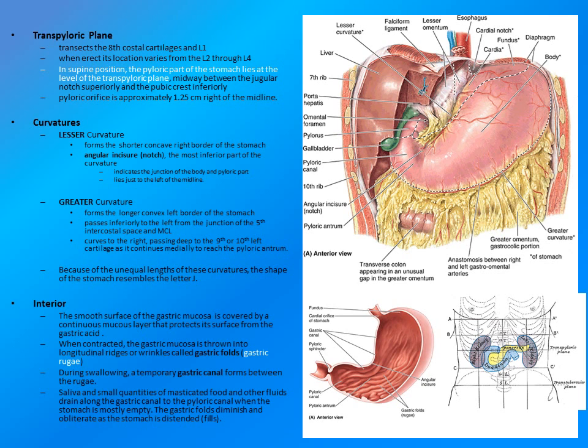The internal surface is a smooth gastric mucosa covered by a mucus layer that protects it from gastric acid. When contracted, the gastric mucosa is thrown into longitudinal ridges or folds. These gastric folds are also known as rugae. During swallowing or gastric emptying, temporary canals are formed through these rugae that help move the quantities of masticated food mixed with digestive juices toward the pyloric antrum.